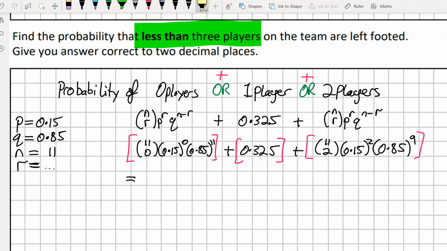So for 0 players, 11 trials, no successes, 0.15 to the power of 0, 0.85 to the power of 11. I already figured out the probability of 1 player, 0.325, in the first part of the question, and the second one, 11 players choose 2, 0.15 to the power of 2 left players, and 0.85 to the power of 9. So putting those together will give us 0.78 correct to 2 decimal places.